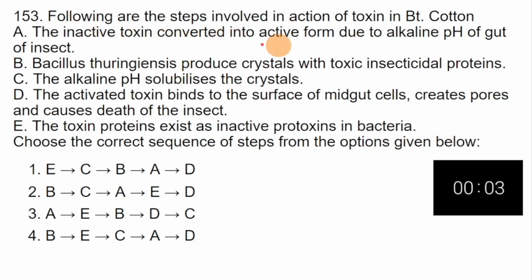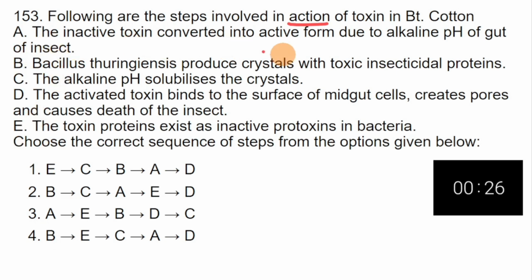Following are the steps involved in action of toxin in Bt cotton. Choose the correct sequence of steps from the options given below. So we have to put it in the right sequence. So the first statement will be either E, B, or A. So read A, B, E statements.